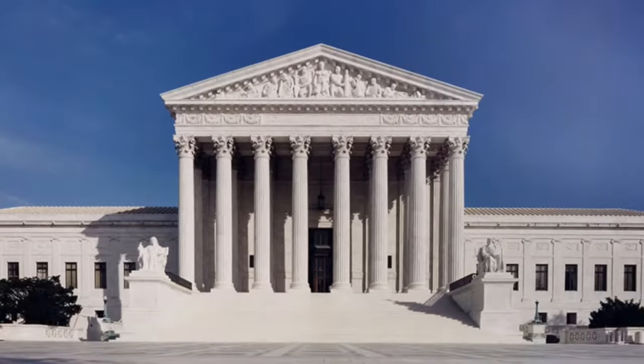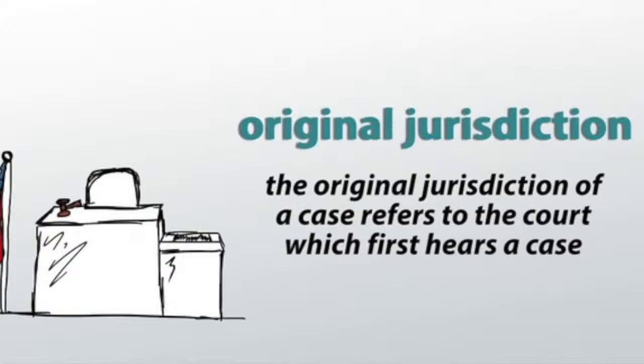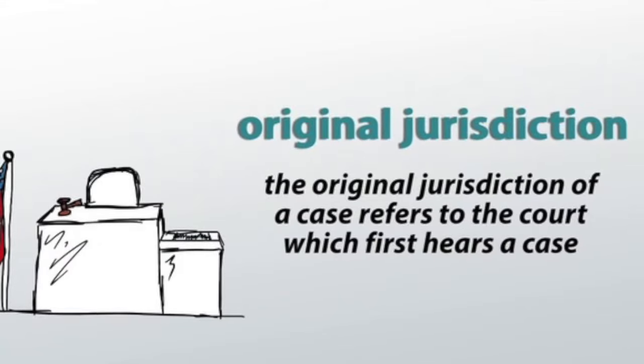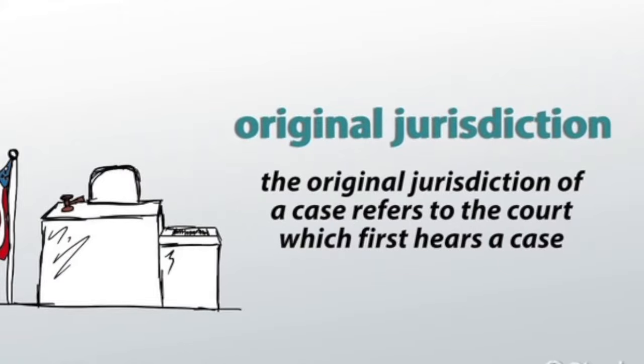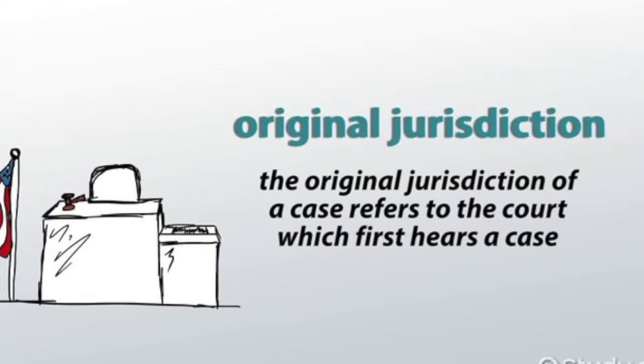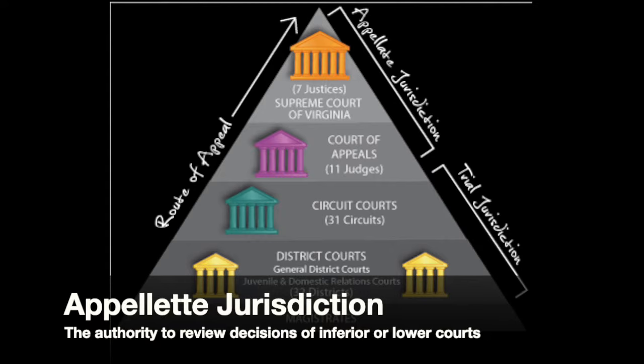Original and appellate jurisdiction. First, let's talk about original jurisdiction. It simply means that a court has the power to hear a case first before any other court. The Supreme Court has this type of jurisdiction, but it more often uses appellate jurisdiction, meaning that it has the authority to review decisions of inferior or lower courts. To get there, you usually have to climb the ladder of the appeals in the federal court system.